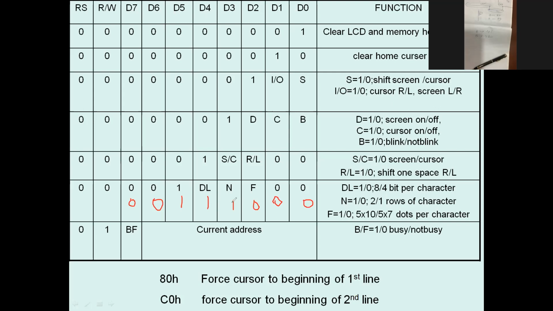Yes, sir. What is the function of DL equal to 1? 1 means 8 bits per character. What is the function of N equal to 1? 2 rows of characters. I am opening 2 rows. What is F equal to 0? F equal to 0 means 5 by 7 dots per character. How many dots in a character? So these are the configurations I am taking with the help of 38. Is it clear? Yes, sir.